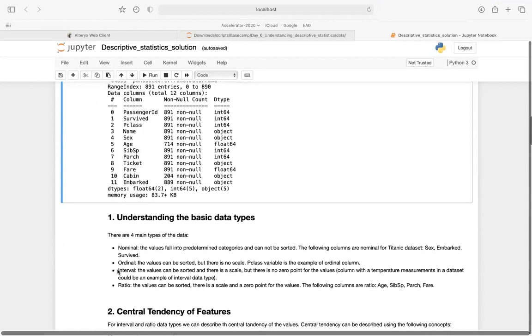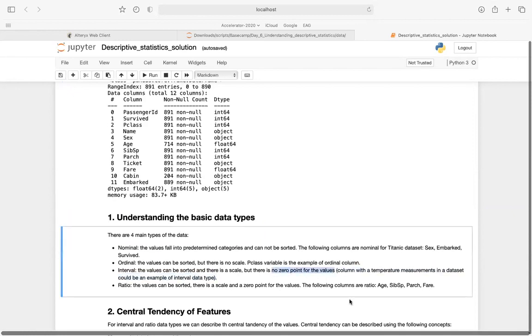The third one is an interval data type. The values can be sorted and there is also a scale available. The difference between ordinal and interval is you can sort the values and you also have a scale to it, but there is no 0 point for the values. So there cannot be a 0 point. A column with temperature measurement in a data set could be an example of the interval data type.